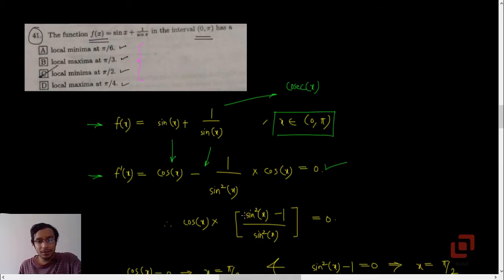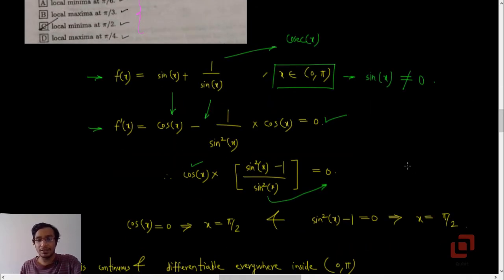Then what I have done is I have taken cos x common from the first and the second term, and then it is 1 minus 1 upon sine squared x. If you take the LCM, then it will be sine squared x minus 1 upon sine squared x. Now as we pointed out, in this interval sine x is never 0. We can multiply both sides by sine squared x, or essentially we can shift this sine squared x to the other side, and its effect gets nullified because you are multiplying it by 0.